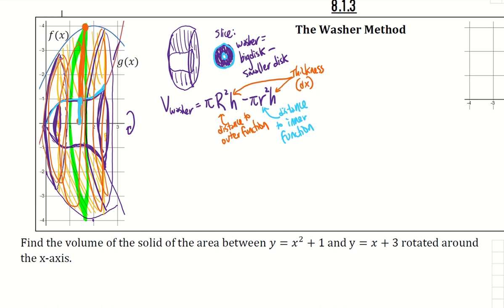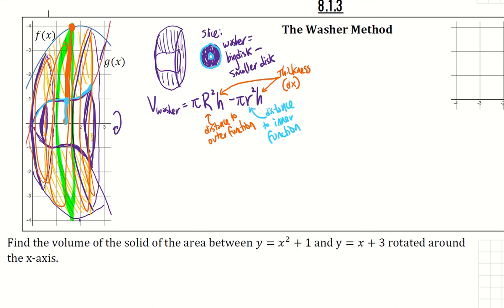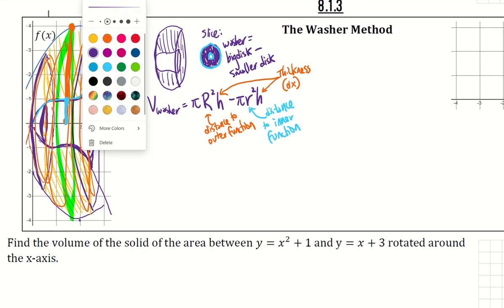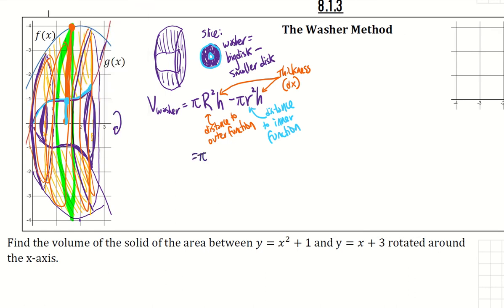So I can factor out a pi, and then I still have my radiuses squared. I cannot factor out a squared, like it has to be r squared minus r squared. But I can also factor out the thickness because that will be the same for each of these outer disk and inner disk.